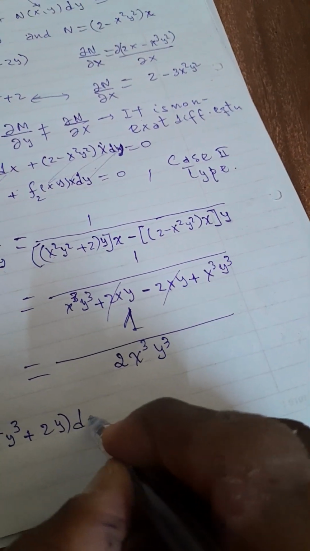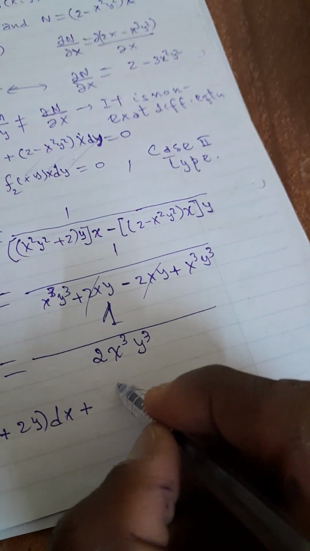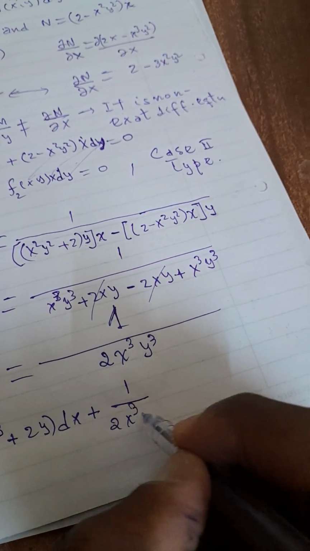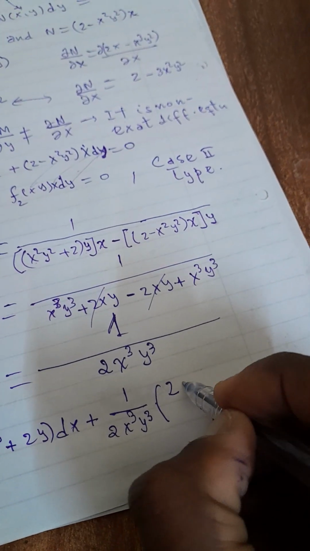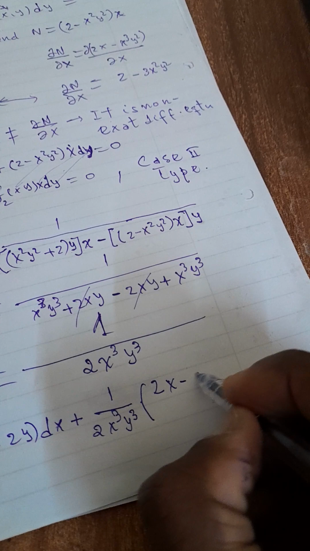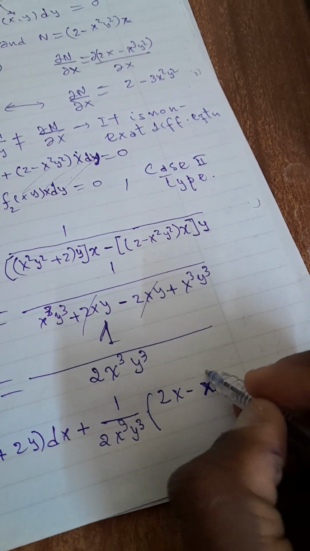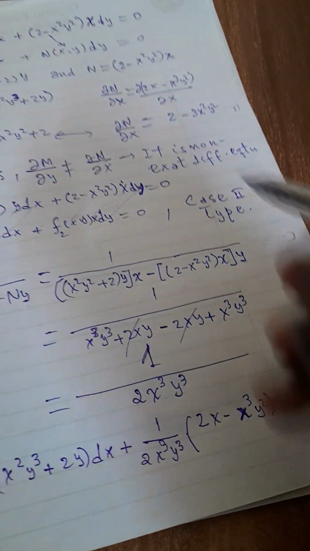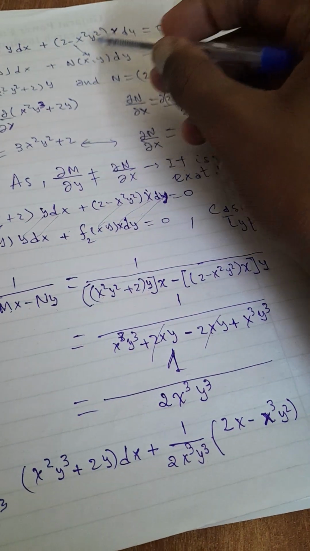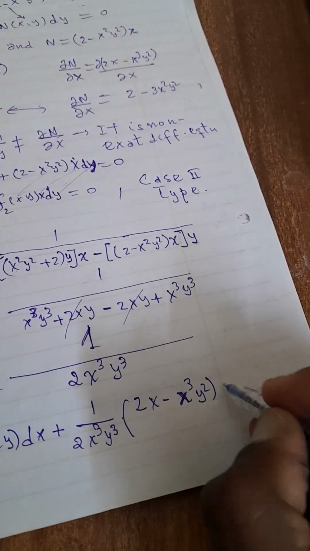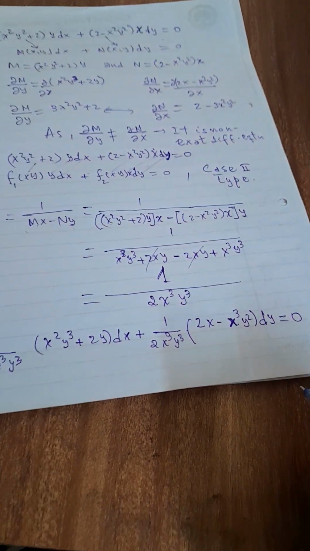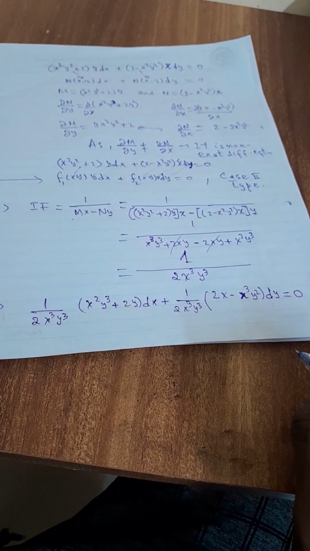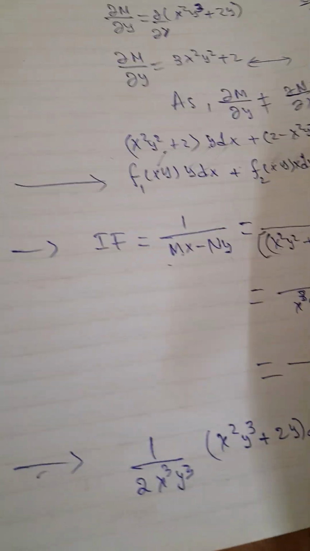dx plus 1 upon 2x cubed y cubed multiplied by 2x minus x cubed y squared. Just multiplied also, x here and x there. It will be dy equal to 0. Is that okay? Now what is the next step here? It is just now reduced. The next step here is just simplification.